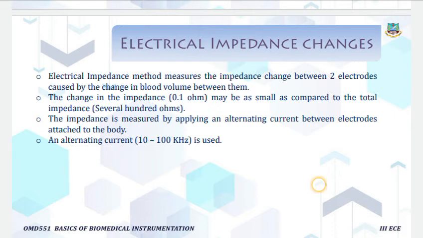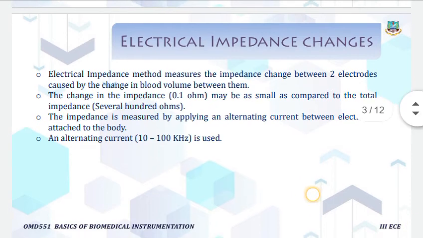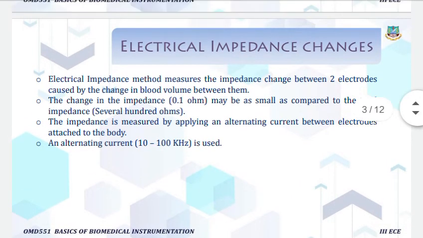So the change in impedance will be small as compared to the total impedance. How are we measuring this impedance? This is measured by applying an alternating current between the electrodes attached to the body. We know if we want to measure something from our body, electrodes are needed. So by applying the alternating current between the electrodes, we can measure the impedance. An alternating current of 10 to 100 kilohertz is used for this measurement.